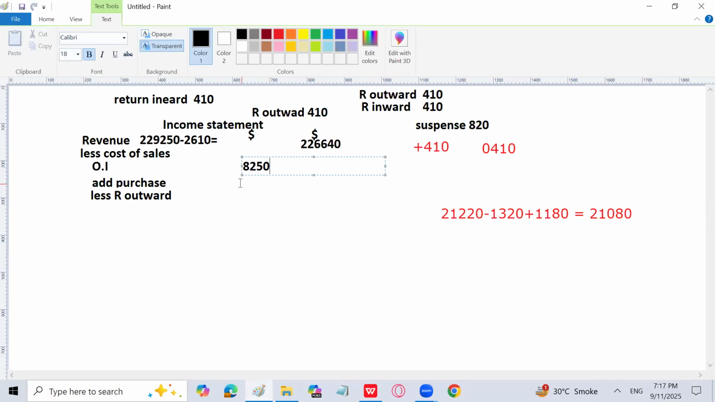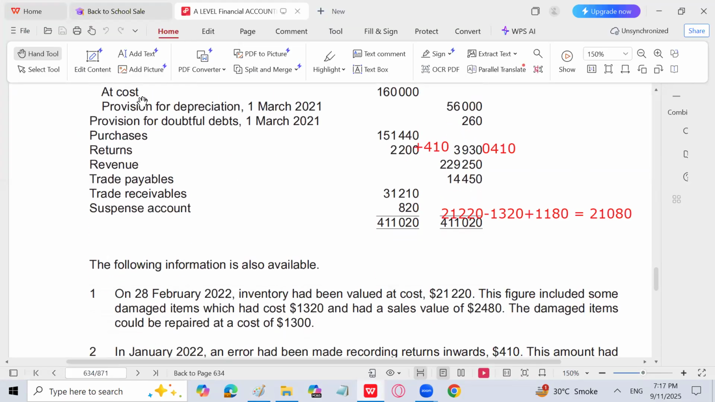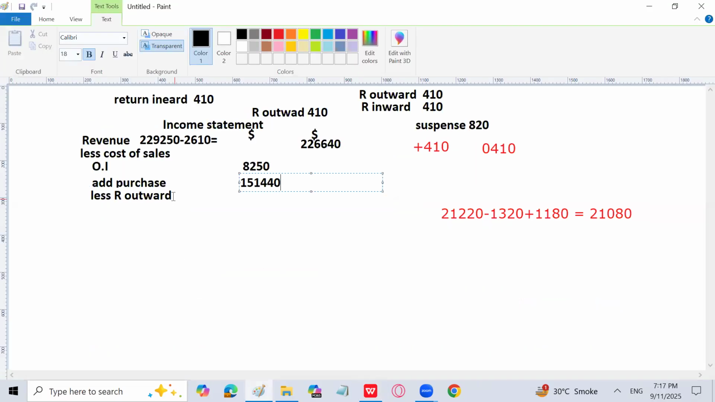So let me write here 151440. Let's take return outward. As we know that return outward needs some adjustment. That is 3930. We will subtract 410. So let me calculate 3930 minus 410. That is 3520. I can write here also 3930 minus 410, which will be subtracted, 3520.